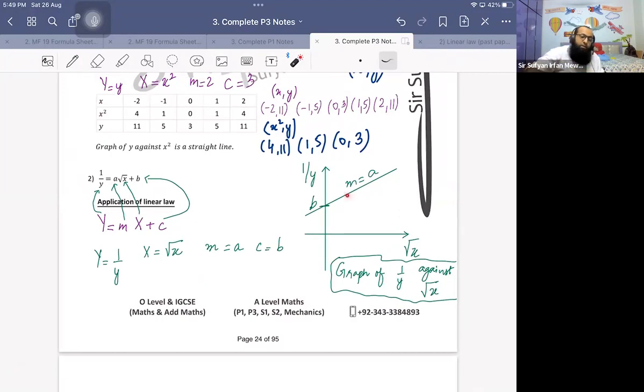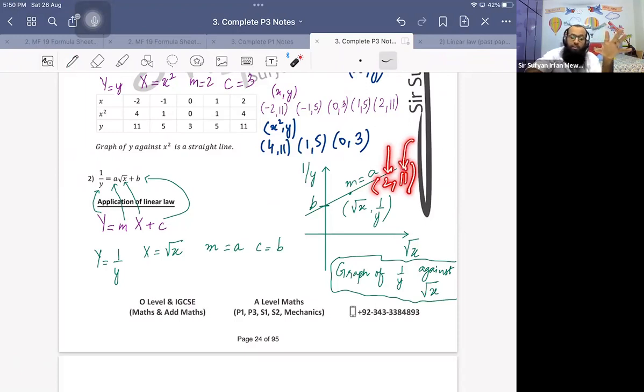Okay, another thing. What will be the coordinates? If there is x on the horizontal axis and y on the vertical axis, the coordinates are x comma y. But whenever someone asks whether the coordinates are x comma y or x square comma y or something else, we need to see the axes. On the horizontal axis there is root x, on the vertical axis there is 1 over y, so the coordinates will be root x comma 1 upon y. This is the biggest confusion that students face. If the examiner gives the coordinates 2 comma 11, students usually think x comma y is given, that the value of x is 2 and the value of y is 11. No, it's not like that.